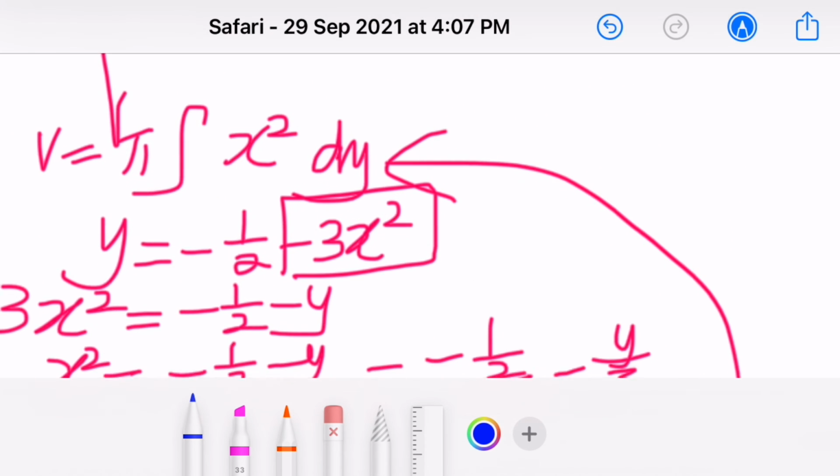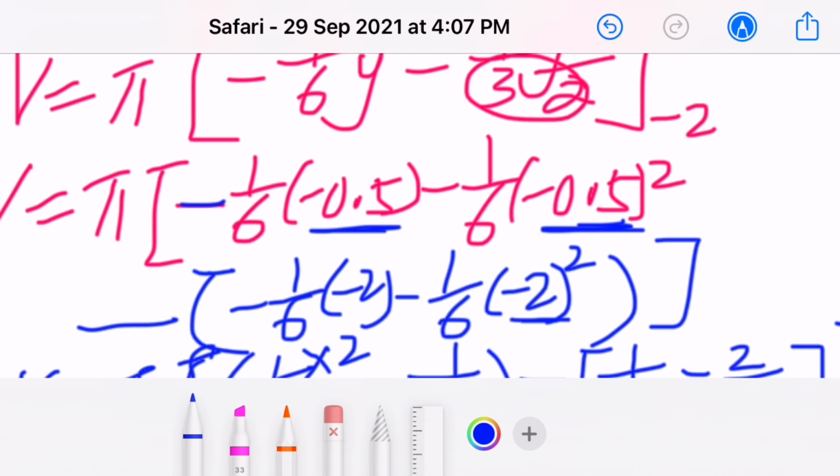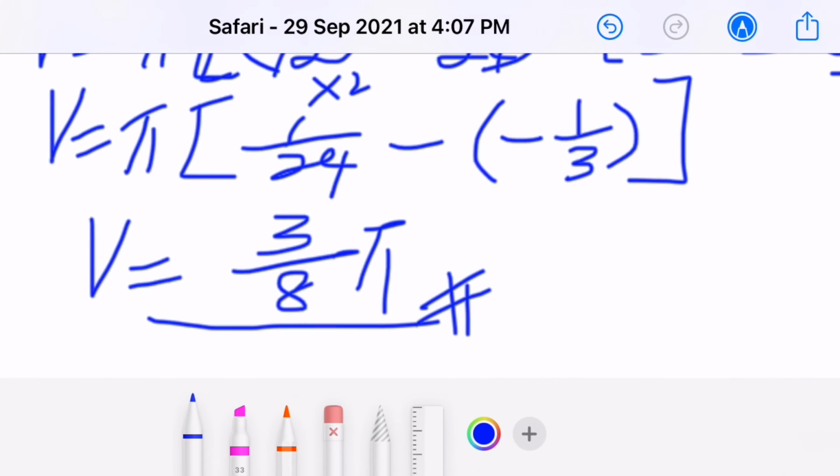Right? So that's all my sharing about the volume. Okay, so I really hope that you follow the way I do. Highlight the boundary. From the boundary, identify the lower limit and upper limit. Then we integrate. If dy, make sure you integrate x squared dy. And don't forget the pi.